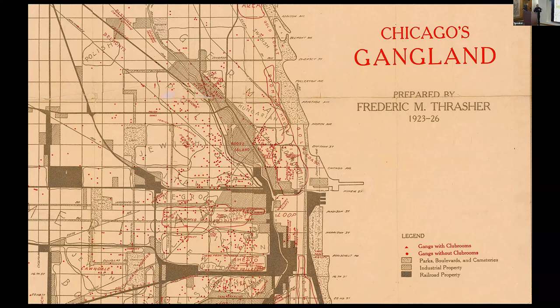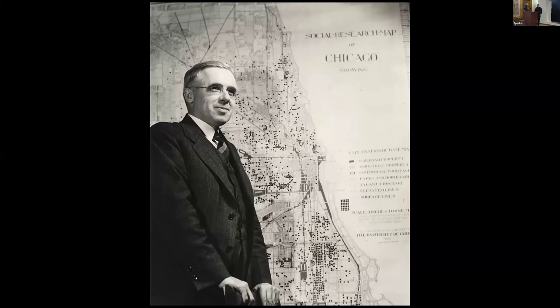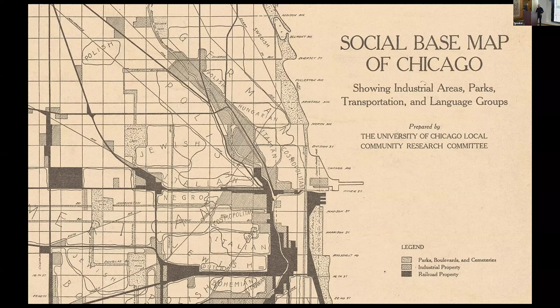And they made tons and tons of these kinds of maps, showing everything from church membership, listings in society blue books, the locations of cabaret dancers and their clients. Here is Burgess himself posing in front of another one of these maps. And then these spot maps were treated as a kind of raw material for making jigsaw puzzle shapes. And the process was kind of iterative. The first map they made was quite preliminary. It was called the Social Base Map of Chicago, 1926.